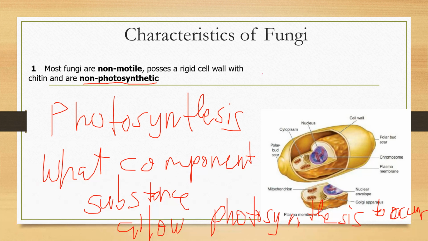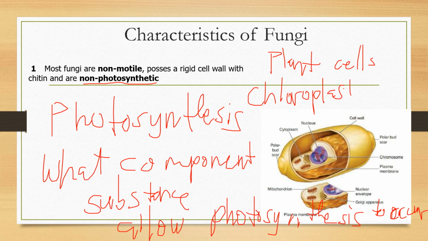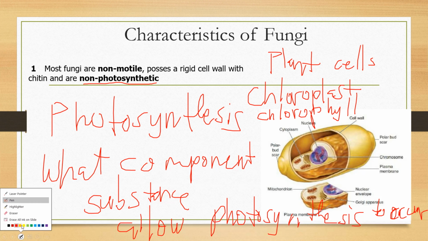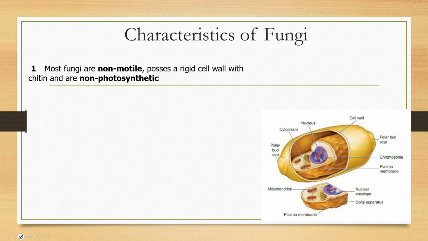So to answer this, your photosynthesis, if you're familiar, would usually occur in plant cells. In plant cells, they have an organelle known as your chloroplast. And inside that chloroplast, you would find the substance chlorophyll. Chlorophyll would allow for photosynthesis to occur, generating energy. Right? Your photosynthesis would be used in creating energy for the plant cells. So take note, class, that if we are going to compare fungal cells with plant cells, fungal cells are non-photosynthetic.